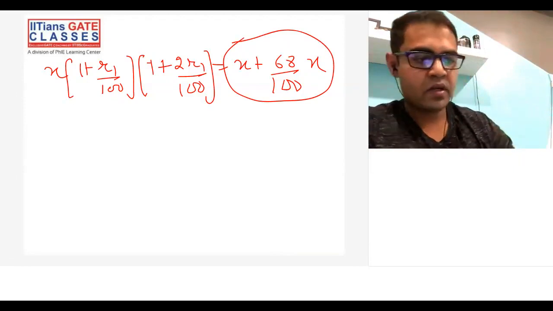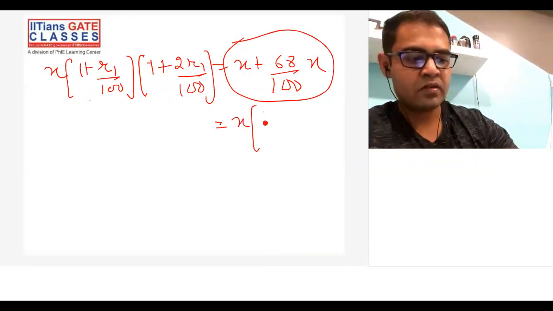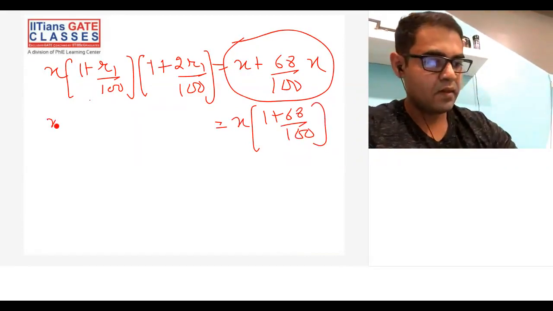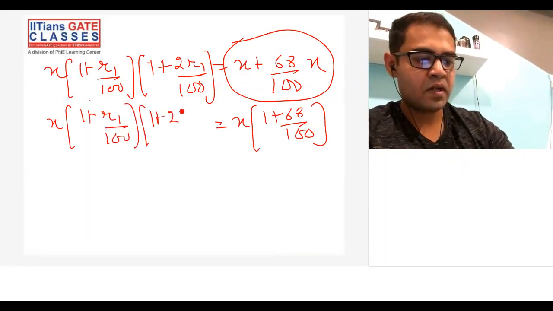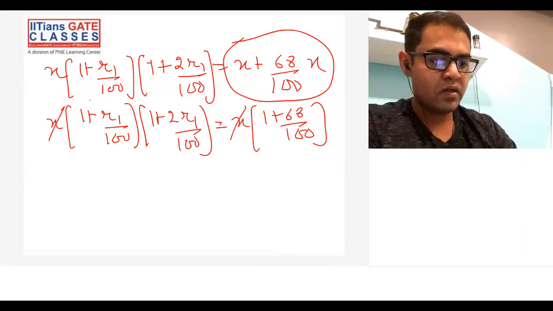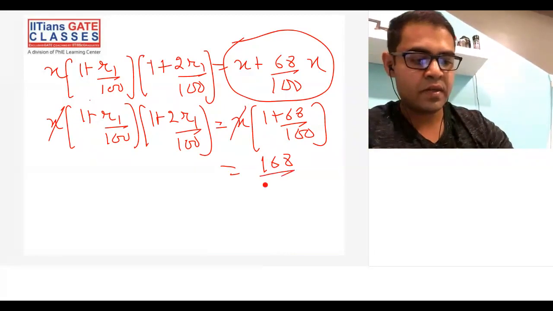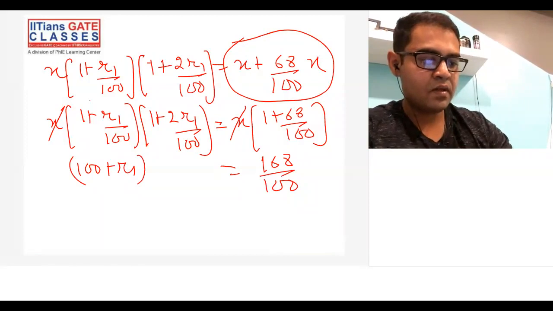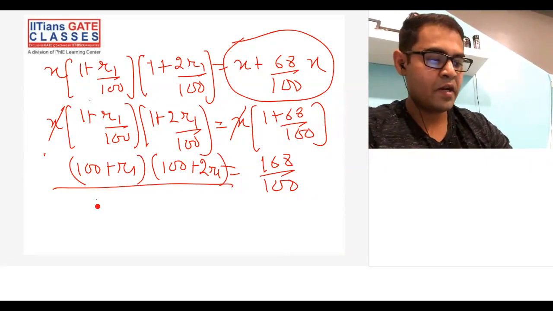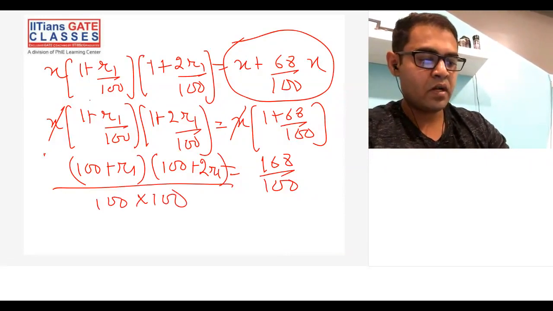All right, so we'll just take X as common. So this becomes 1 plus 68 by 100. And this I'll just copy down, R1 by 100 into 1 plus R1 by 100. X and X will get cancelled. So this becomes 168 by 100 and this becomes 100 plus R1. I'll take the LCM, 100 plus 2R1 divided by 100 into 100. And 100 from this, 100 from this, so 100 and 100 will cancel.